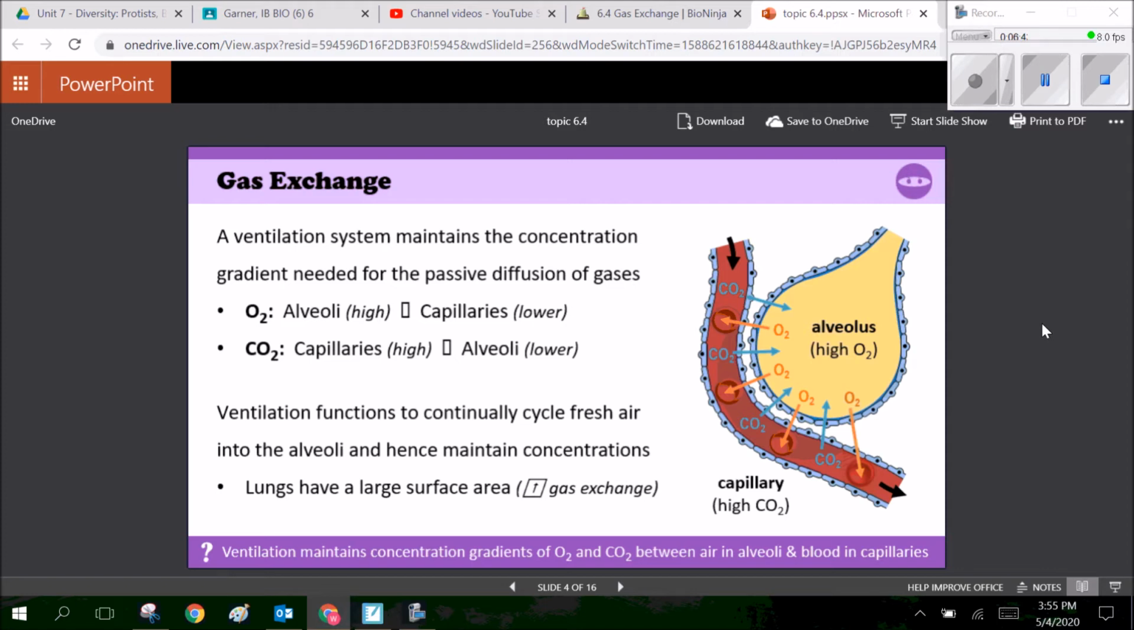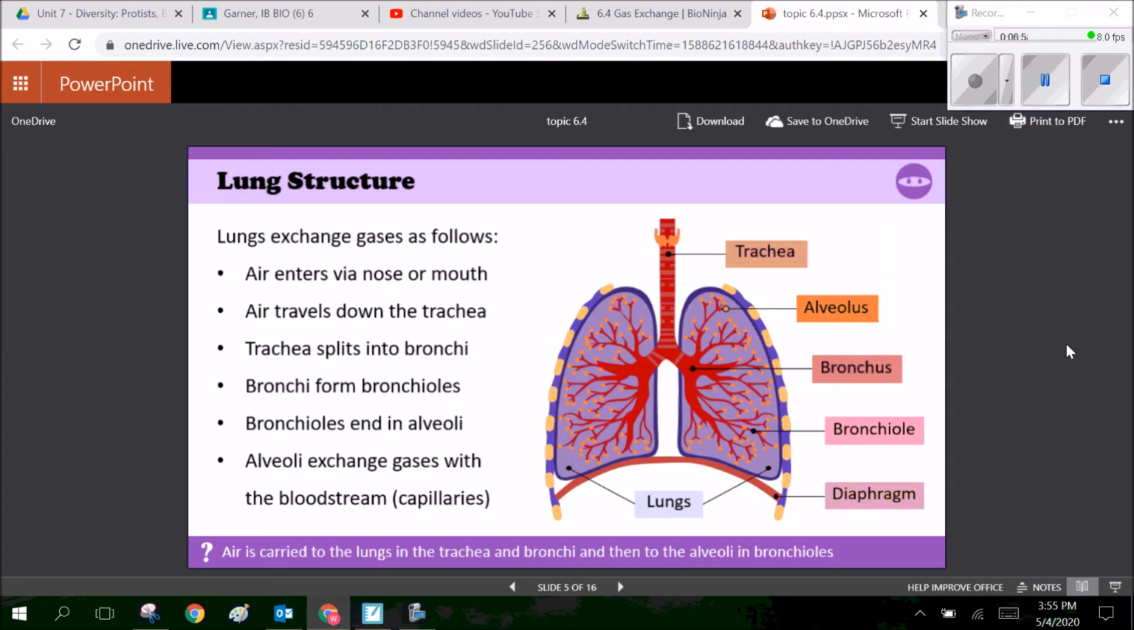ventilation is going to constantly cycle that fresh air, and in order for this to occur, again, your capillaries have to have a lot of surface area as well as your lungs. Your lungs also need a ton of surface area in order to obviously promote the most gas exchange. So let's take a look at where all that surface area comes from. When we look at the lungs, we can see that the tubes leading down to your lungs are called the trachea. Then you got these alveolus.